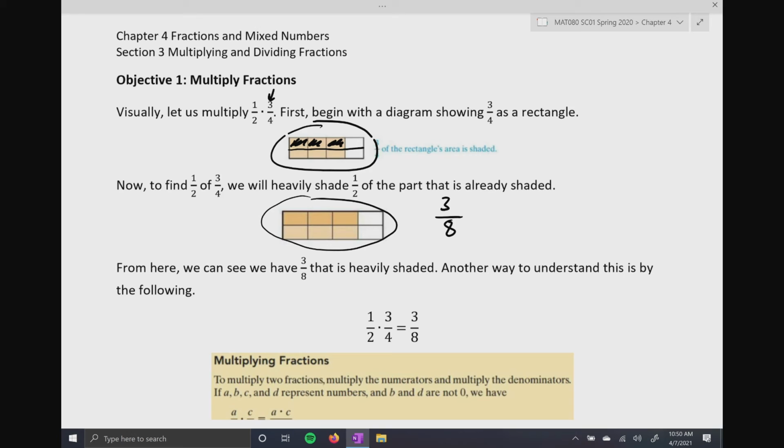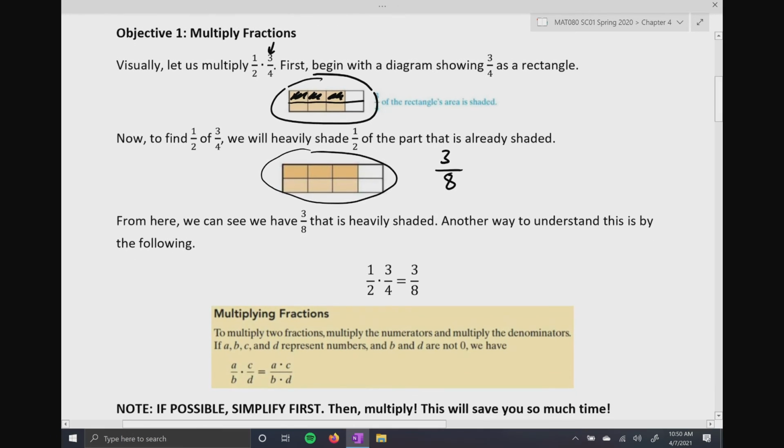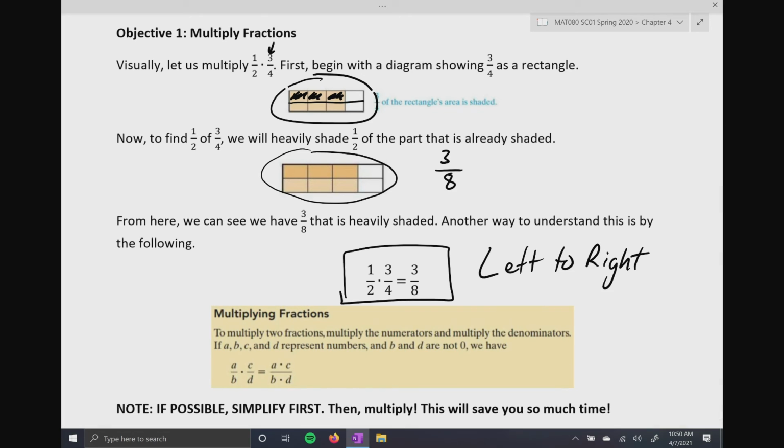Algebraically, here's what I did. I wrote 1/2 times 3/4, and I told you at the very start to multiply fractions, you just go left to right. 1 times 3 is 3. 2 times 4 is 8. 3/8. That's it. That's how hard it is to multiply fractions. You just multiply from left to right.